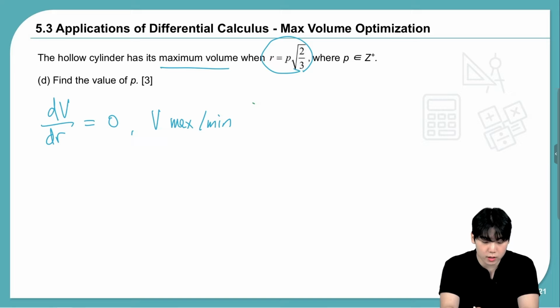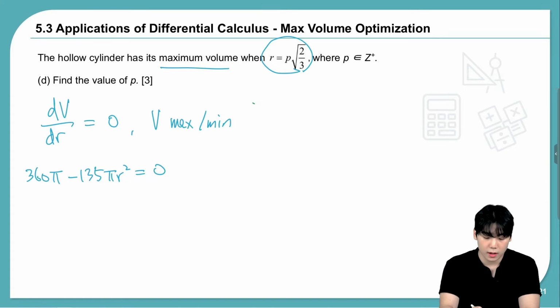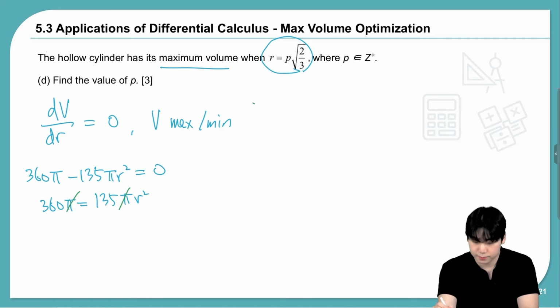So dV/dr was previously found to be 360 pi minus 135 pi r squared is equal to 0. Let's try to solve this to find the value of r. That is 360 pi is equal to 135 pi r squared. I'm going to cancel out the pi's, and cancel both sides by 5. Okay, that means I have 72, so that means r squared.